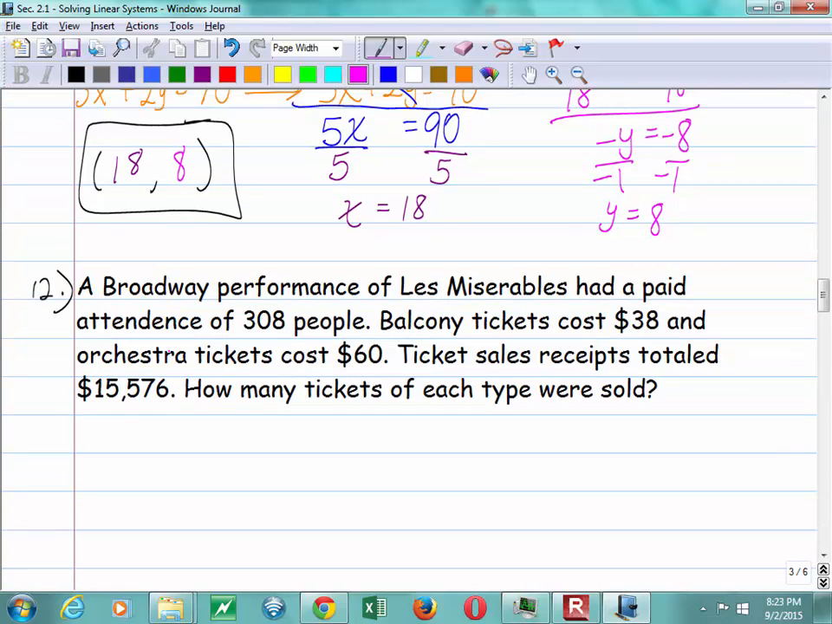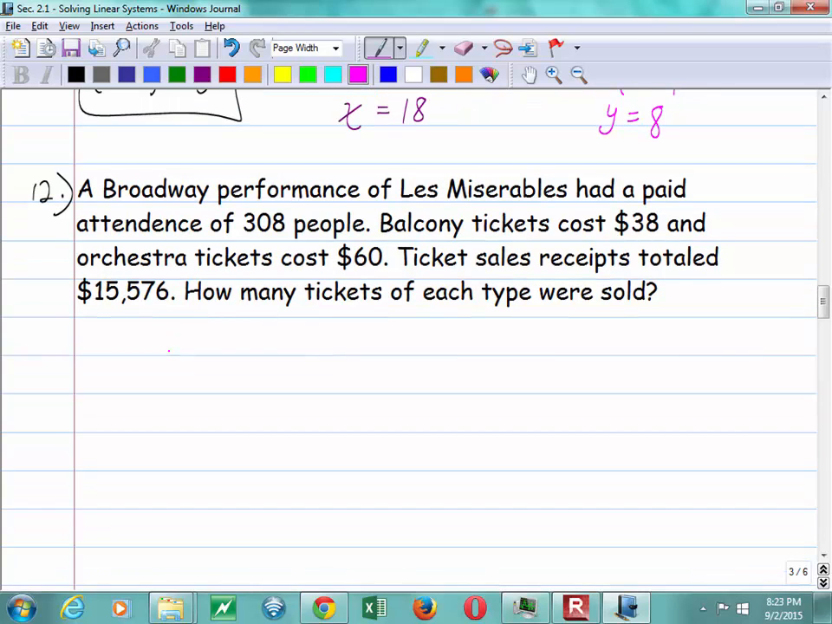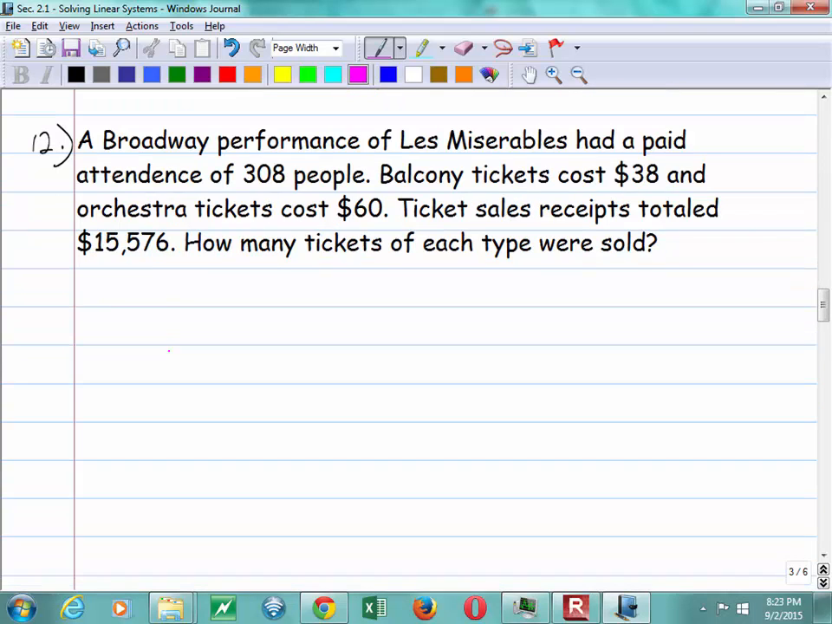Alright, number 12 says a Broadway performance of Les Mis had a paid attendance of 308 people. Balcony tickets cost $38 and orchestra tickets cost $60. Ticket sales receipts totaled $15,576. How many tickets of each type were sold?